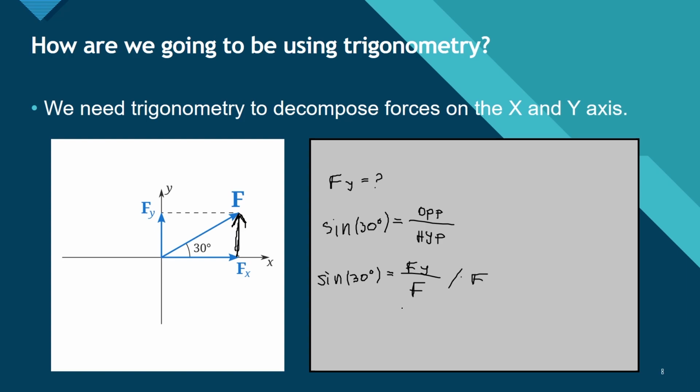We multiply everything by F. What we get is F times sine of 30 degrees is equal to Fy. And if you go and look at the table, or you put sine of 30 degrees in your calculator, just make sure you're entering degrees and not radians, you get that the force Fy is equal to 1/2 of F, okay? So this is the Fy projection.